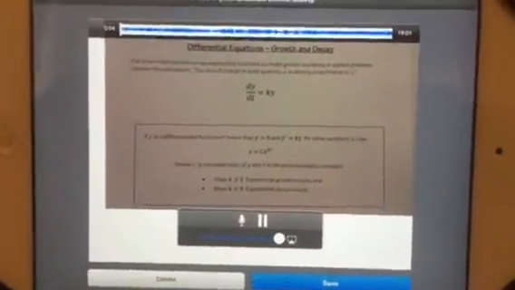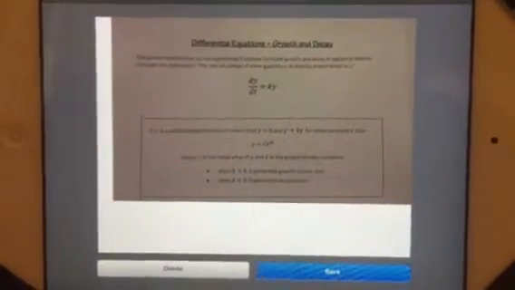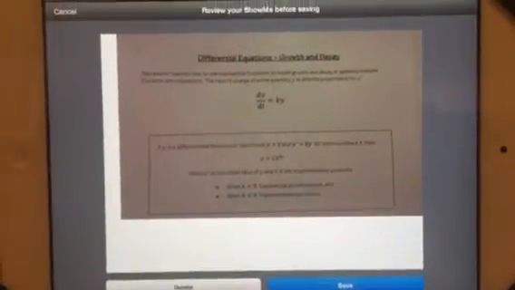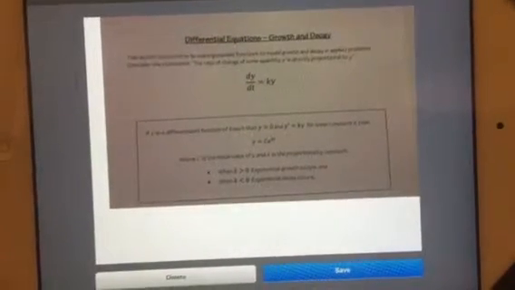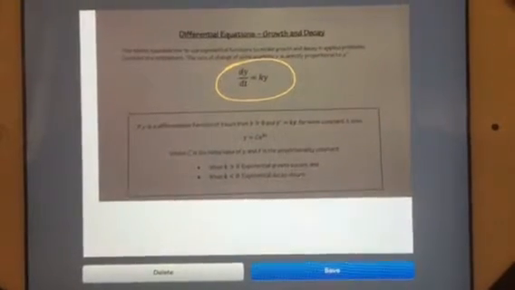This video is on differential equations, specifically on growth and decay. This lesson teaches us how to use exponential functions to model growth and decay in applied problems. Anytime you see some form of this statement, the rate of change of some quantity y is directly proportional to y, you automatically have to think of this: dy over dt is equal to ky.